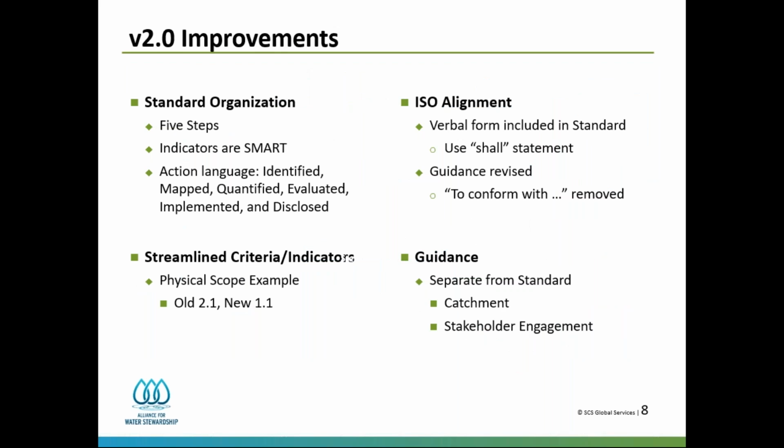So now we want to look at some of the high-level improvements in version 2.0. And the first improvement to talk about is the standard organization. We've gone from 6 steps to 5 steps, which is very helpful. Each step consists of a number of criteria to be addressed. Each criteria has 1 or more indicators for compliance.